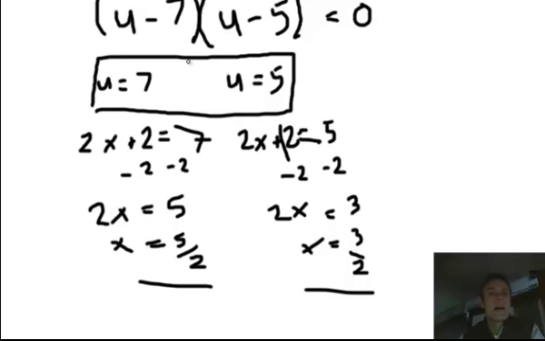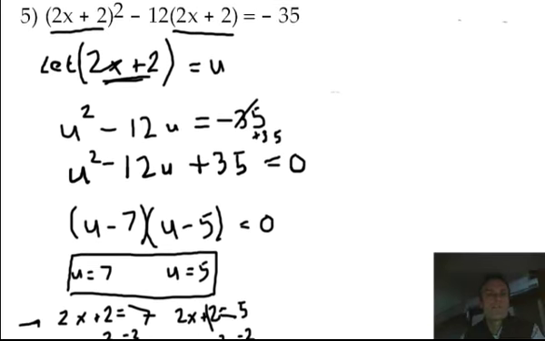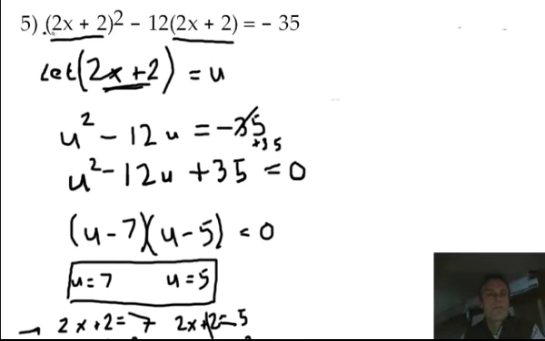So look at that one. I did find out what u equals. Remember, u was just the letter I substituted in for 2x plus 2, which is right back at the start. So I substituted this and this, I put a u there instead, and it turned into a nice quadratic.